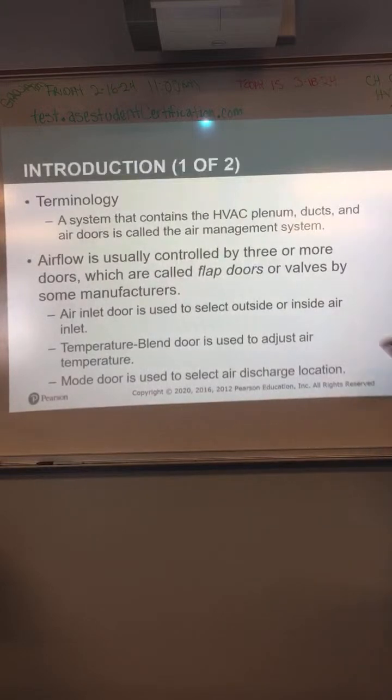Air inlet doors are used to select outside or inside air inlet. The temperature blend door is used to adjust the temperature. The temperature blend door is the one that's got the red and the blue on it when you turn the little dial there, right? Normally red and blue. Okay? And the mode door is the one that's used to select the discharge location, meaning is the air going to come out and blow on the windshield, the floor, or your face, whatever, okay?